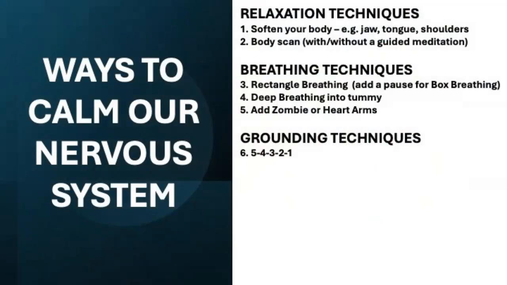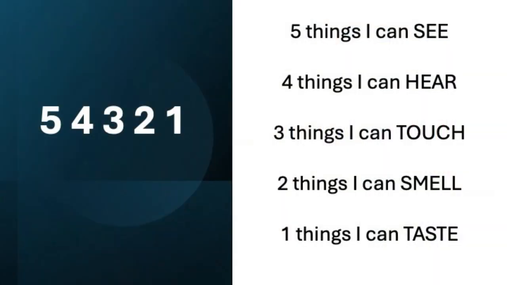The next exercise is the 5, 4, 3, 2, 1. This is quite a well-known method and works with our attention, which, as you know, is crucial in our well-being. It's called a grounding technique. It brings our attention away from the future threat and into the present, which grounds us in the here and now. It is simply noticing 5 things we can see, 4 things we can hear, 3 things we can touch, 2 things we can smell, and 1 thing we can taste.